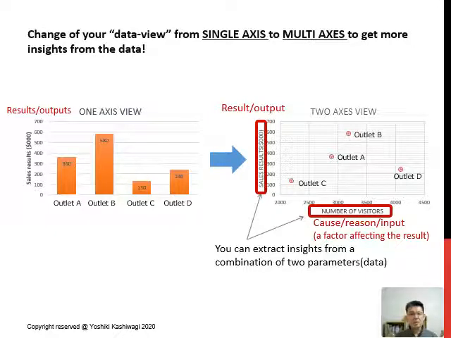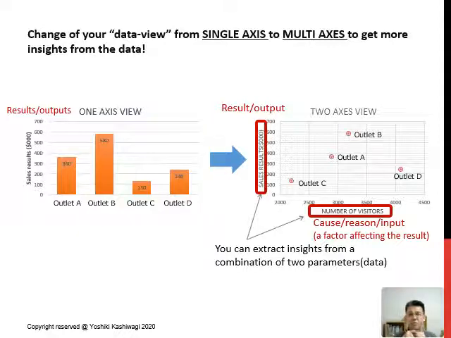Then let's look at the graph on the right-hand side. As you can see, you have two axes. One is sales result. This is the same as the one we saw already. And in the horizontal axis, you can see the number of visitors. And we will focus on the relationship of the sales result and number of visitors.